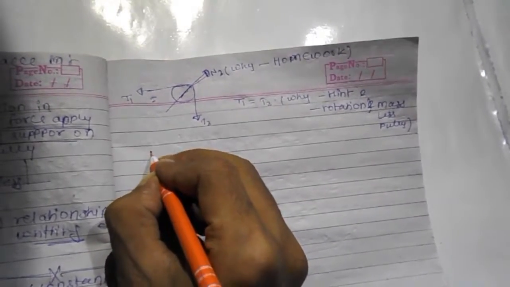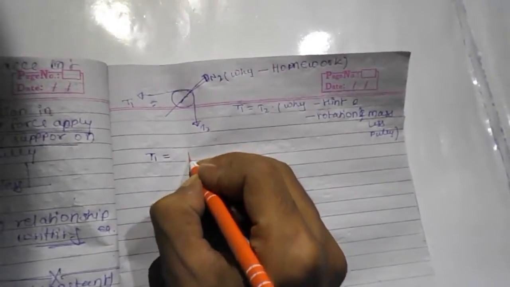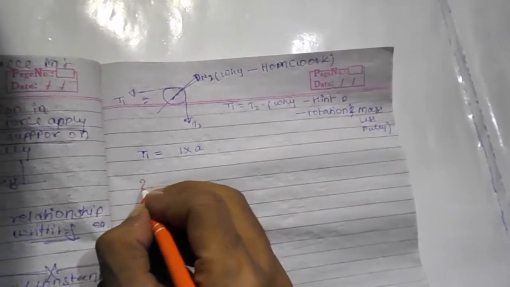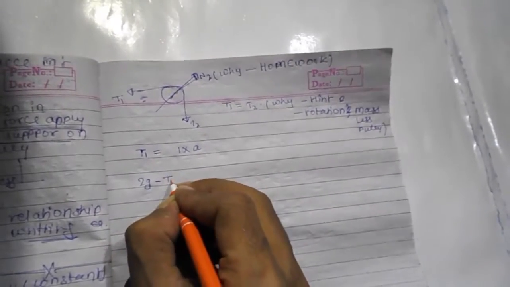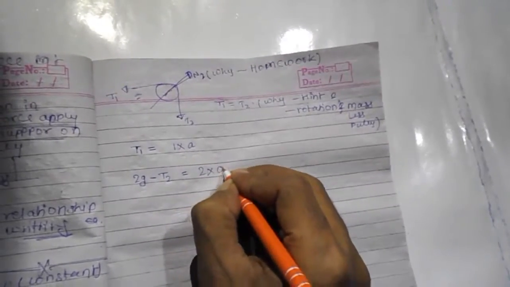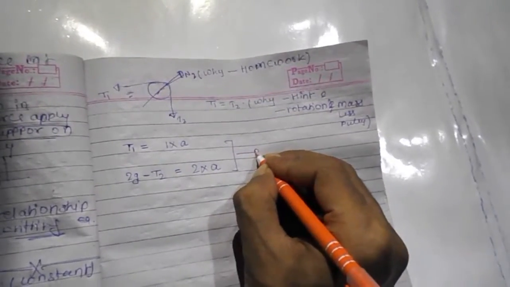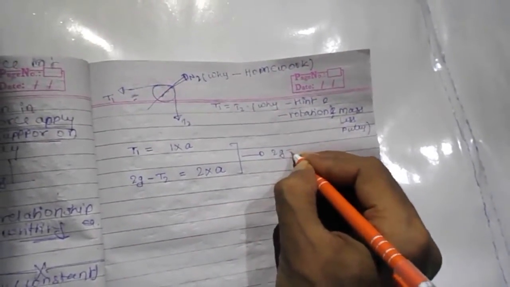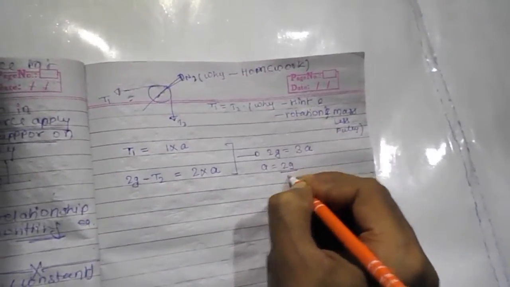Listen. T1 is equal to 1 into A. Okay. 2g minus T2 is equal to 2 into A. Okay. So 2g is equal to 3A. A is equal to 2g by 3. Okay. You should know.